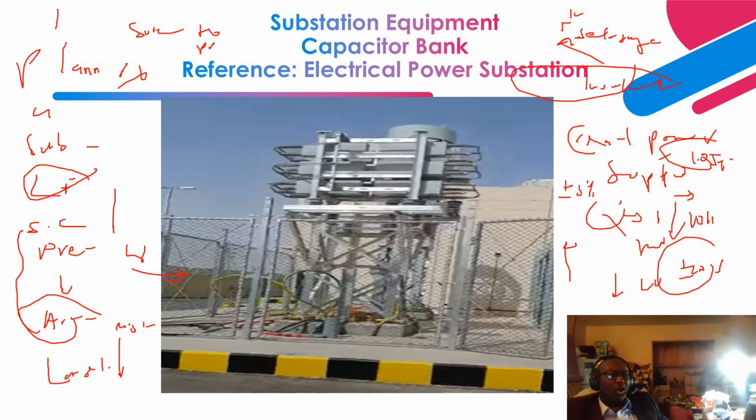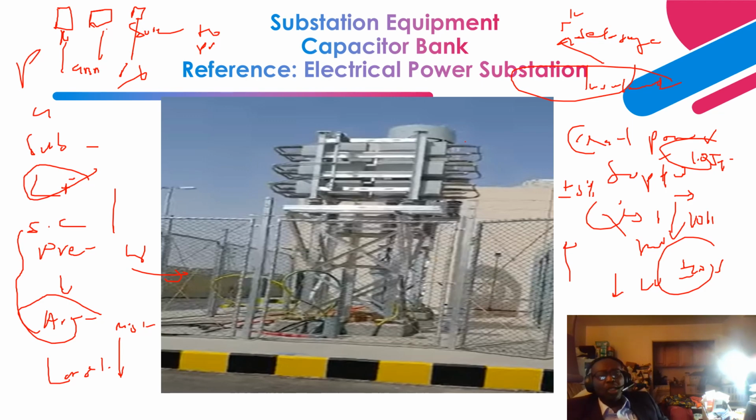You can install capacitor banks to be energized in stages, in banks: bank 1, bank 2, bank 3, in stages based on the need. They can be manually switched on or automatically switched on based on the settings of voltage levels and the amount of reactive power that is required.